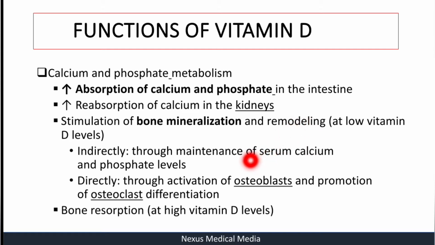It does this indirectly through the maintenance of serum calcium and phosphate levels, and directly through activation of osteoblasts and promotion of osteoclast differentiation. And the next function is bone resorption at high levels. So mineralization and remodeling at low levels, and bone resorption at high levels. And here, you can take another look at how it does the remodeling part.